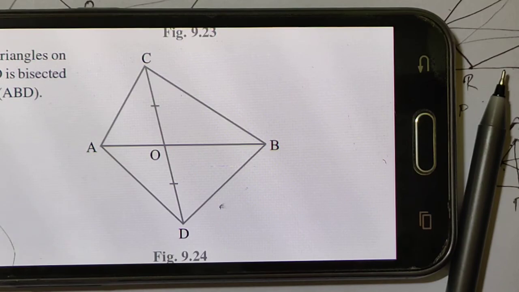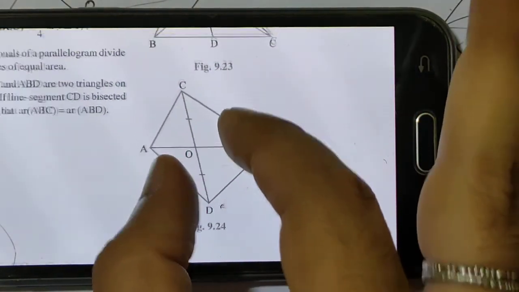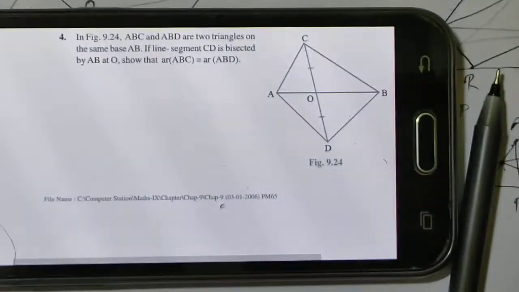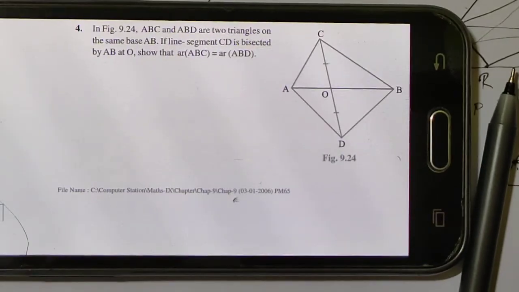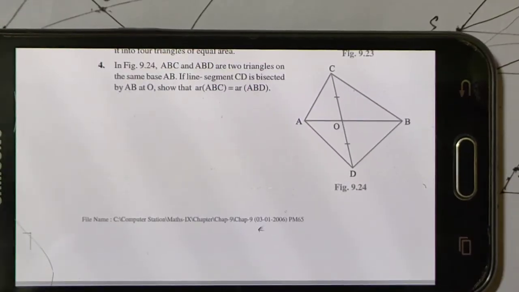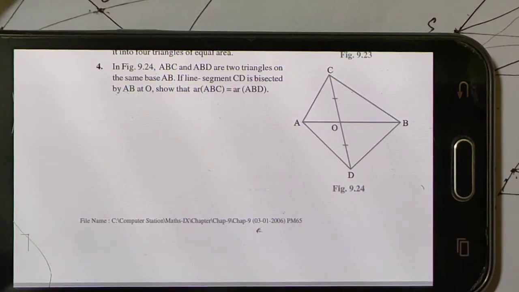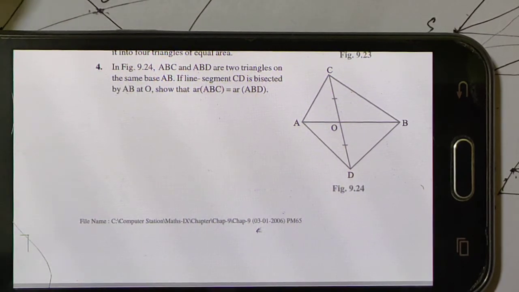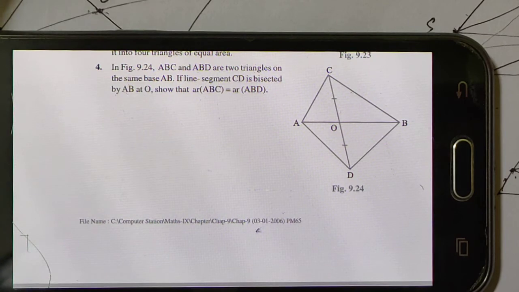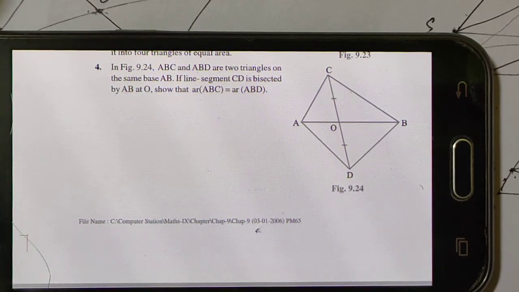All these four questions which we have discussed are based on the result that the median divides a triangle into two triangles of equal areas. So that's it for this video, and we should stop discussing the questions here, and in the next video I will try to discuss more problems of this exercise.